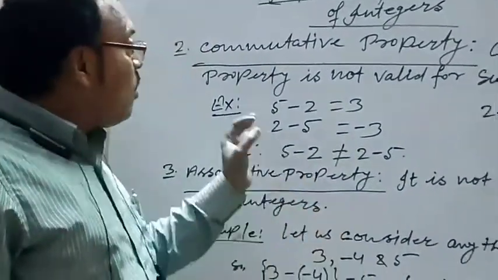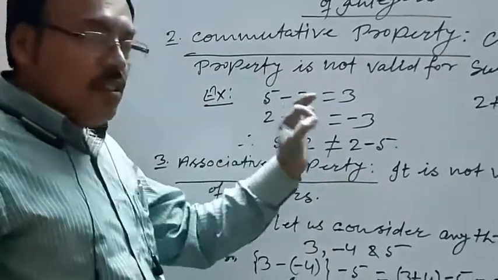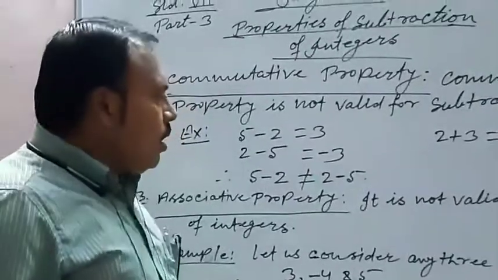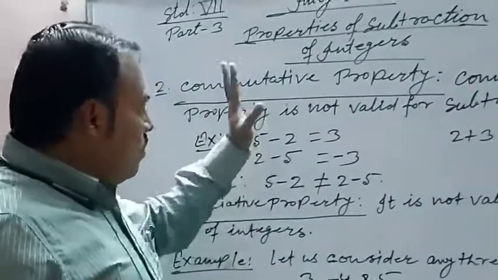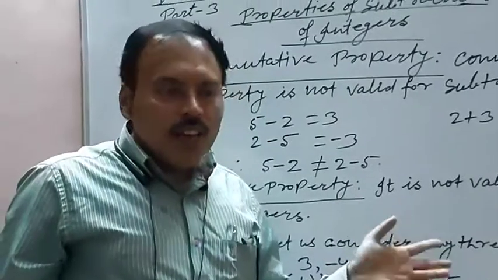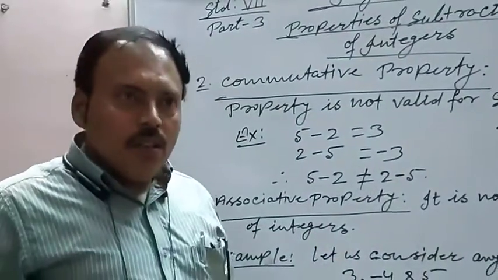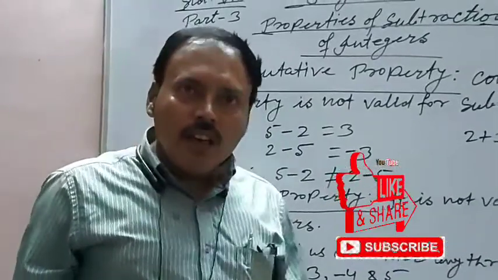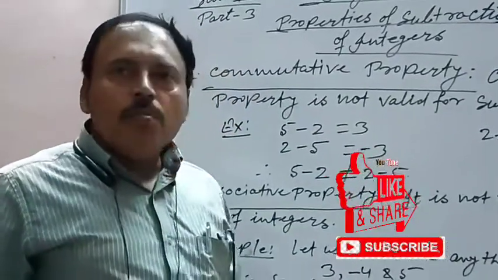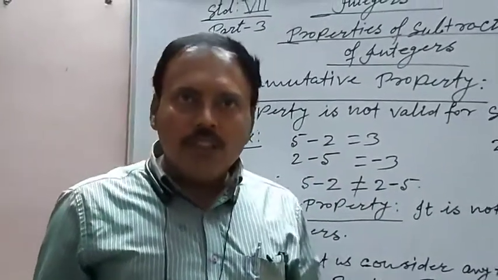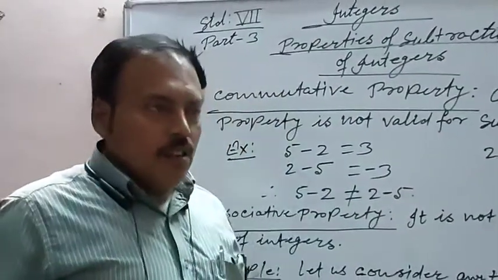Thus we see that in subtraction only one rule follows, that is the closure property. So we have learned about the properties of subtraction of integers, and for the time being that's all. In the next class we shall learn about the properties of multiplication of integers, and after that we shall learn about division of integers. That will be the final.